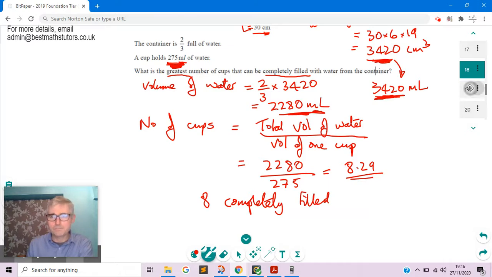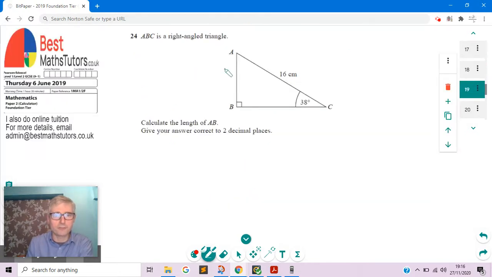So I'm going to move on now to question 24. So this is a question with a right angled triangle, and we've got to calculate the length AB, which is the one going between A and B. So what I'm going to do is label that as X, and we've got to give our answer correct to 2 decimal places. So this is actually a SOHCAHTOA question. SOHCAHTOA.